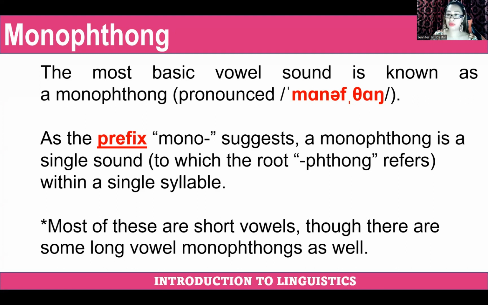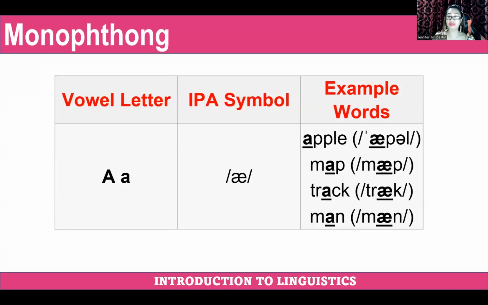It is the most basic vowel sound, and it is from the prefix mono, which suggests a monophthong is a single sound to which the root thong refers to a single syllable. Most of these are short vowels, though there are some long vowel monophthongs as well. So here is the list of examples of monophthongs. The first column will represent the vowel letter, then the second column will represent the IPA symbol and the example words with transcription.